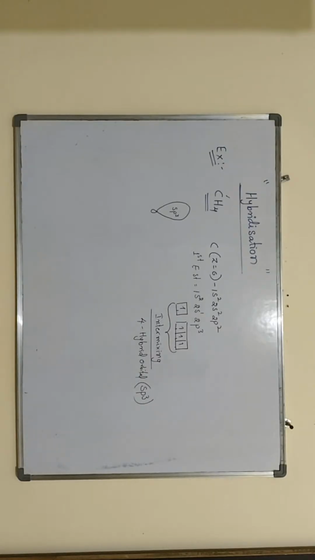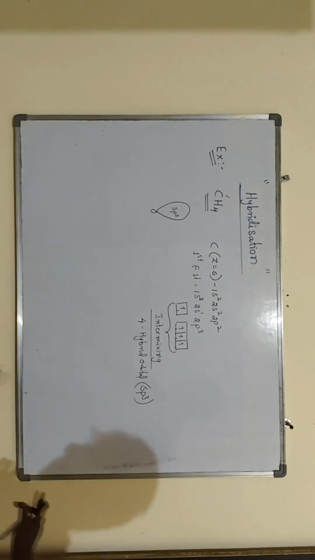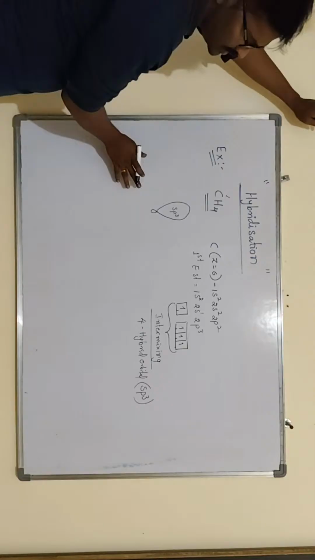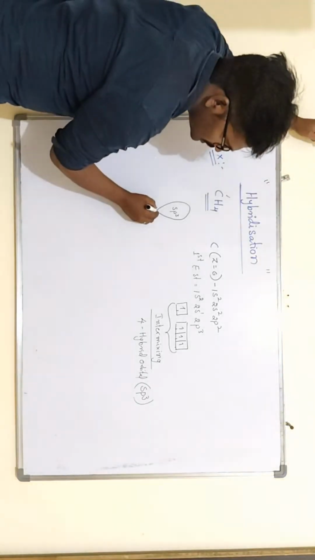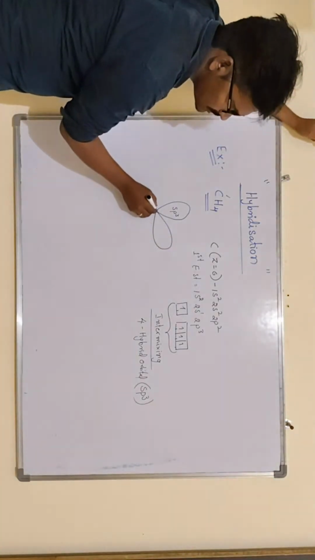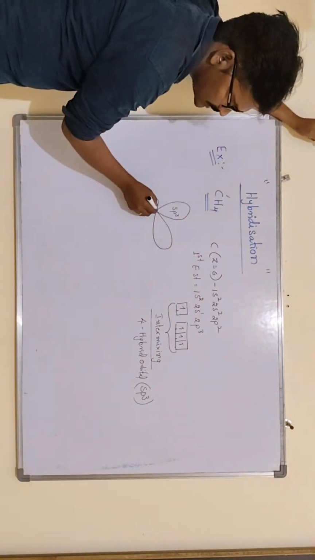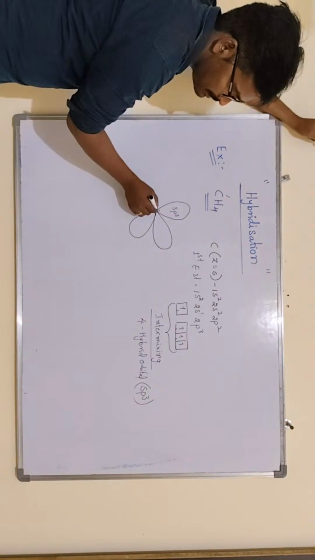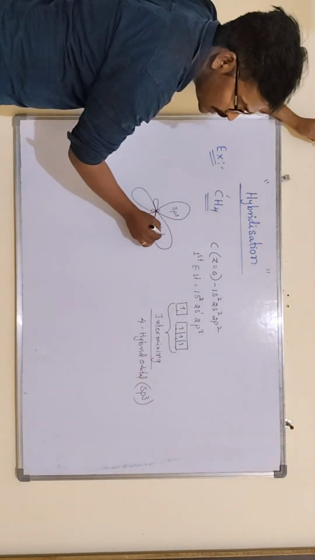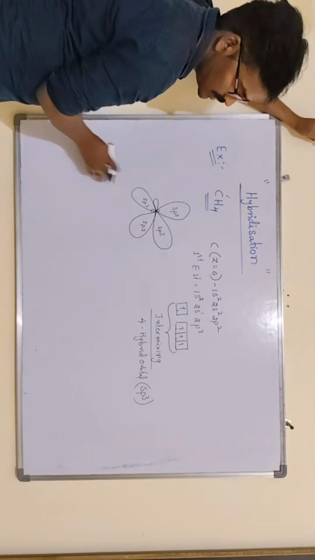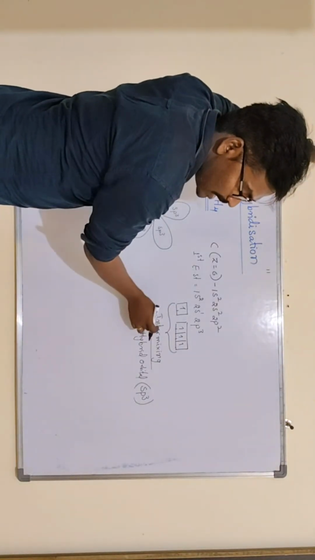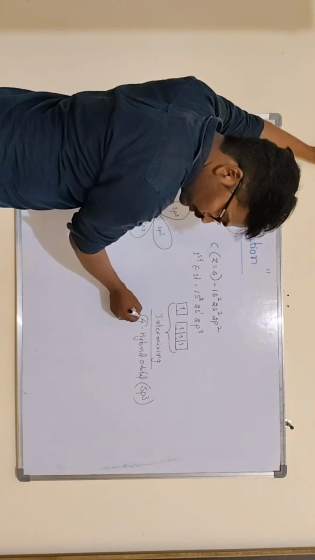S character is there, and p character is also there. So if you observe, these orbitals can overlap like this. Four orbitals are formed, and all four are sp3 hybrid orbitals. So when four pure orbitals intermix, we get four hybrid orbitals.